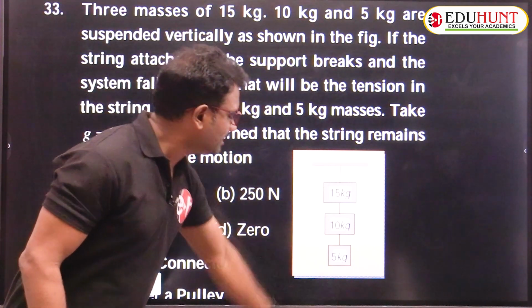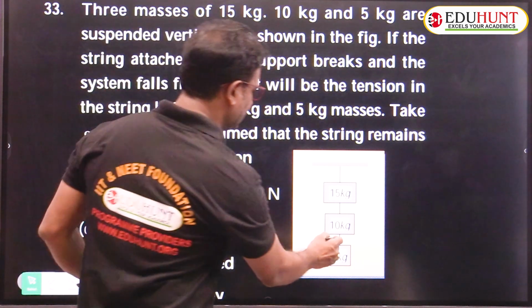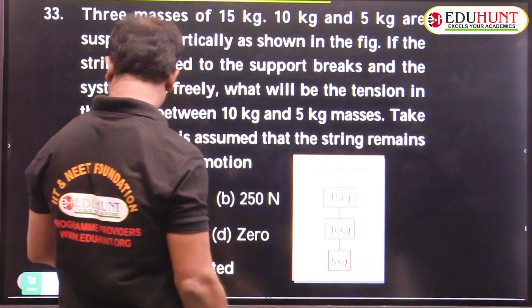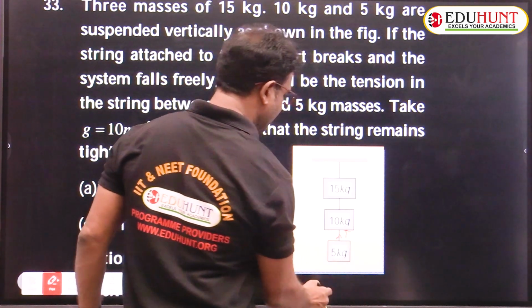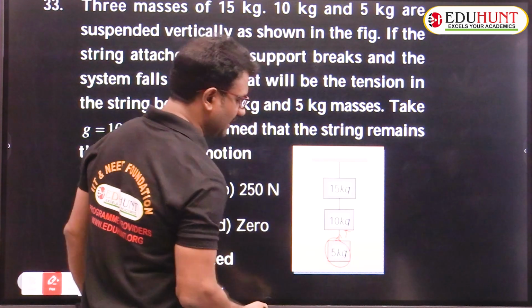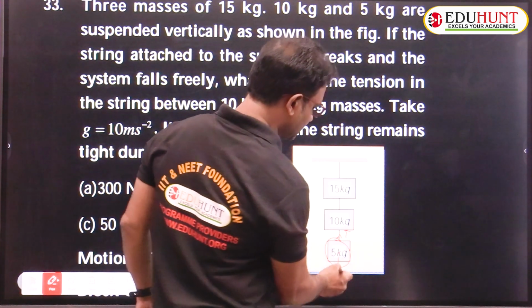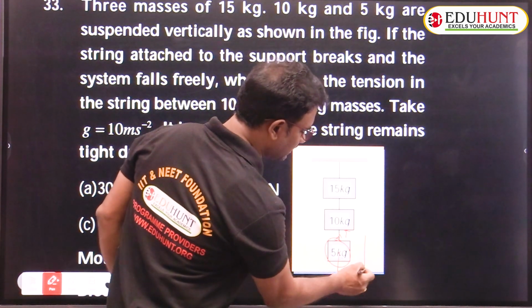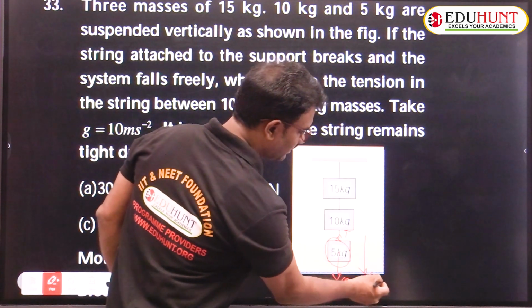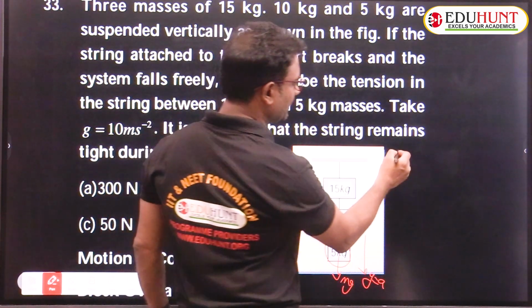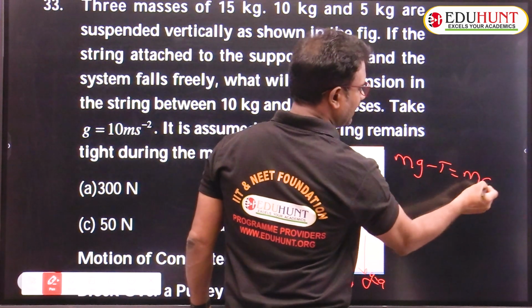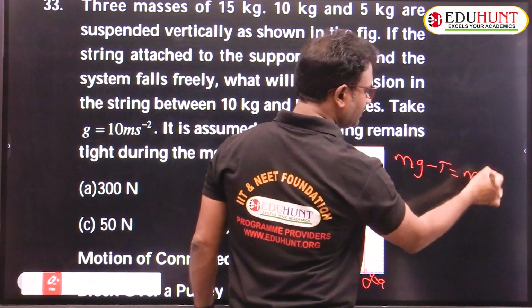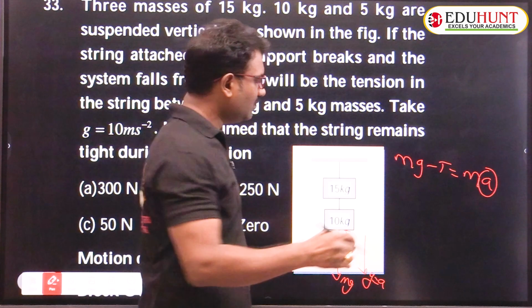Here, as the system is moving downwards, we need to find the tension between 10 and 5. So if we take the free body diagram of 5 kg, mg is acting in the downward direction. As a whole, the system is moving downwards with an acceleration a equal to g. That's why mg minus T is equal to m into a.